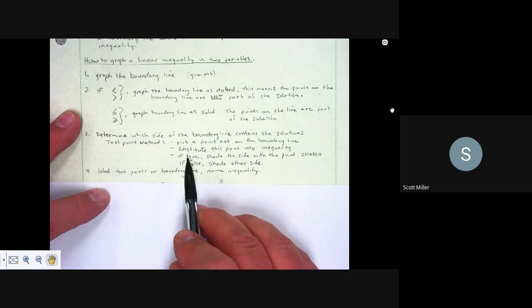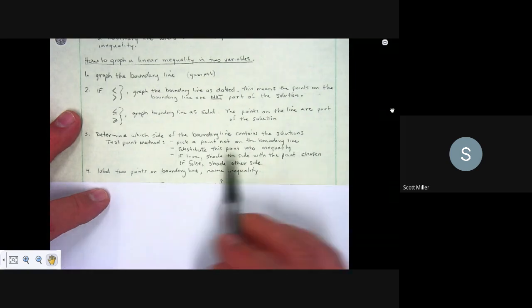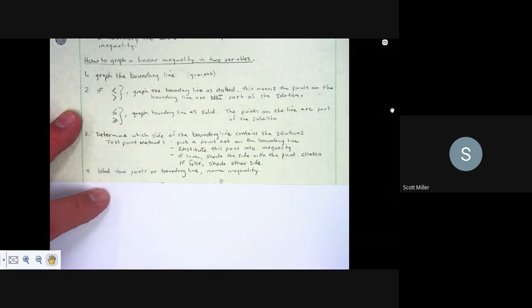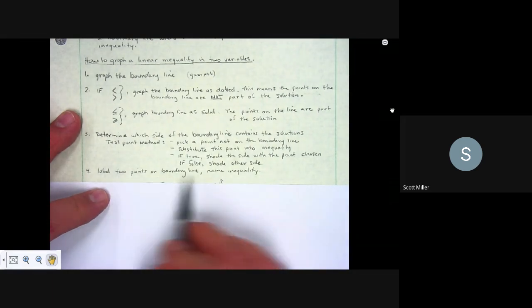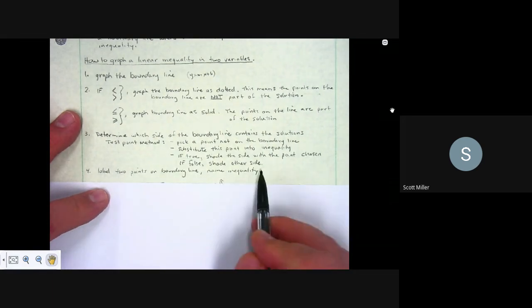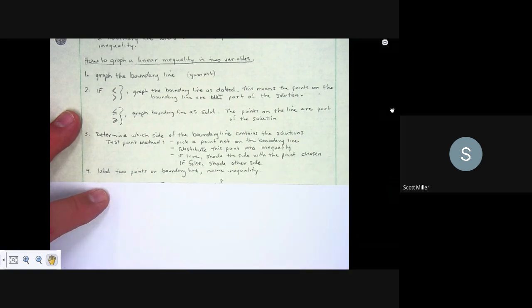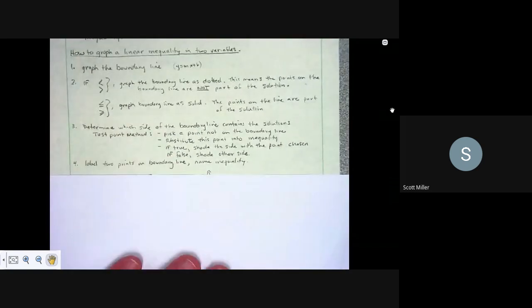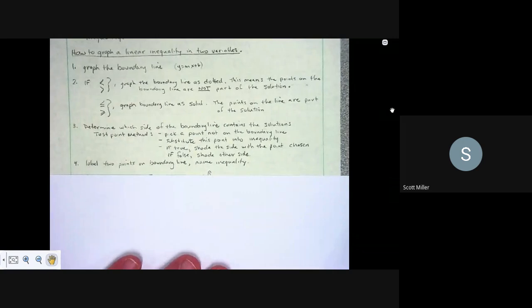We're going to plug that point into the inequality, and then we shade where it's true. So if I plug the point in and get a true statement, I shade the side where the point was. And if it's false, then I shade the other side. Because the boundary line is a line, you want to make sure you label 2 points. Make sure you name the inequality, and it's that simple. Now, let me show you how this works. Okay, so keep all that in mind, and let's do an example. At this point, you can pause and copy all that down.